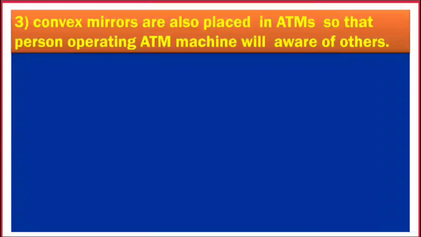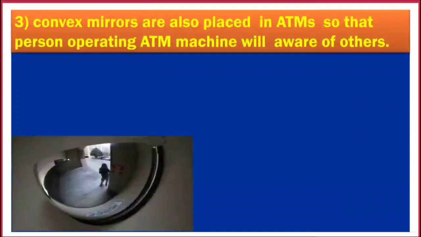Third one, convex mirrors are also placed in ATMs so that the person operating the ATM machine will be aware of others. Here we can see convex mirrors used in an ATM machine. Here ATM stands for automated teller machine.